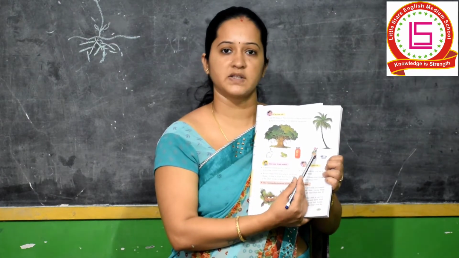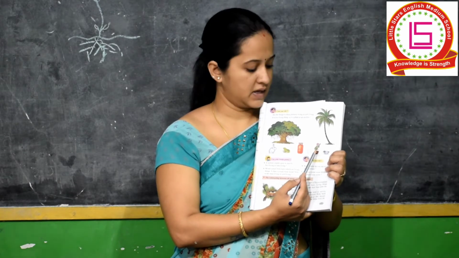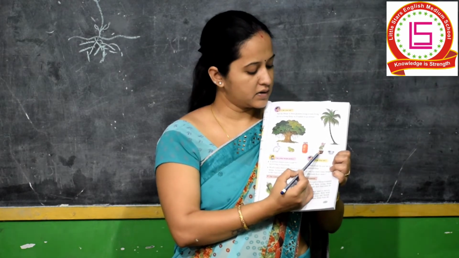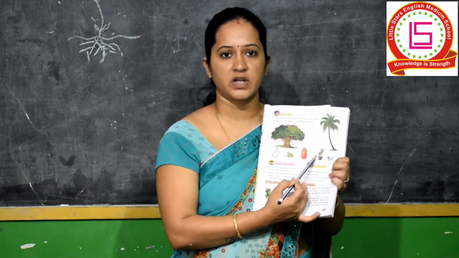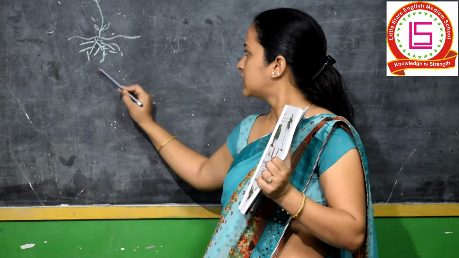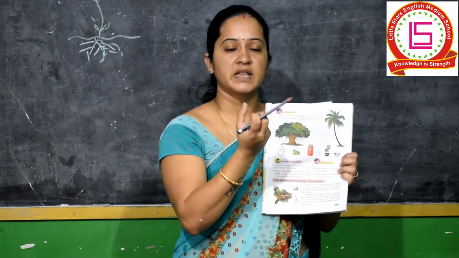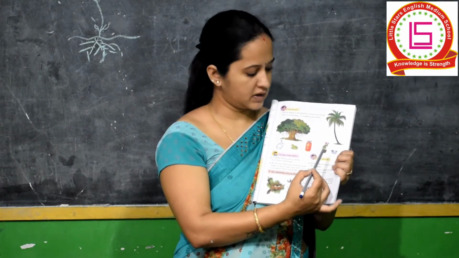This is a plant. This is a rose plant. Is it a living thing? Yes, it is a living thing because it is grown from a seed. But it cannot move from one place to another because, as I have told you, the roots of the plants hold them and make them stand in one place. So this plant is a living thing.